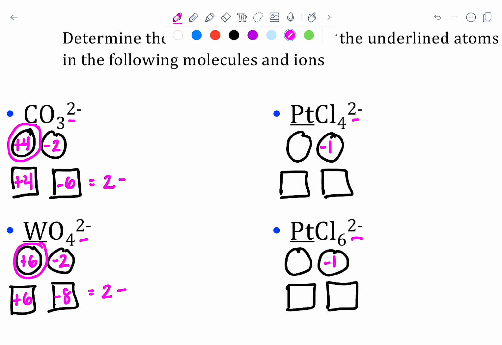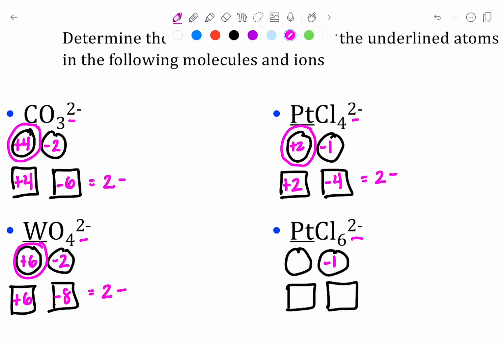Let's do our first one here. There's 4 of them, so that's -4. This has a charge of 2-, so platinum must have a total contribution of +2, meaning its individual oxidation number is +2 since there's only 1.